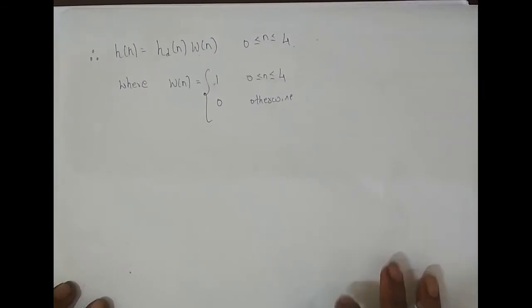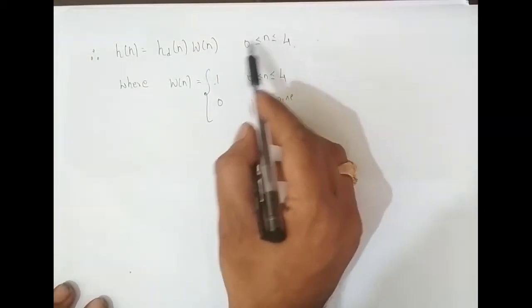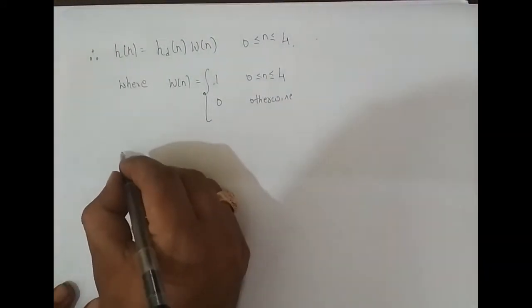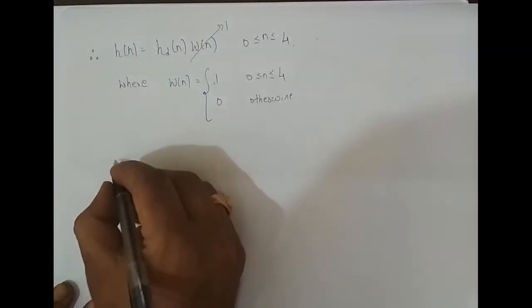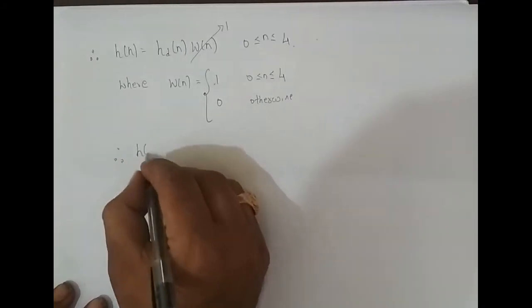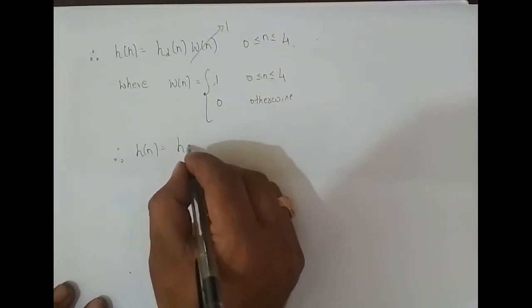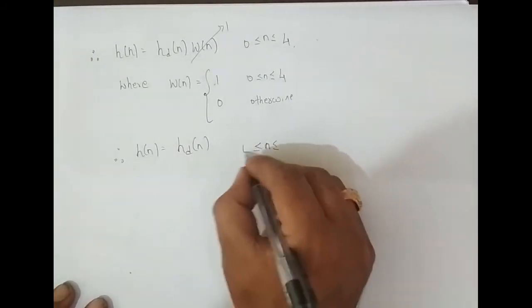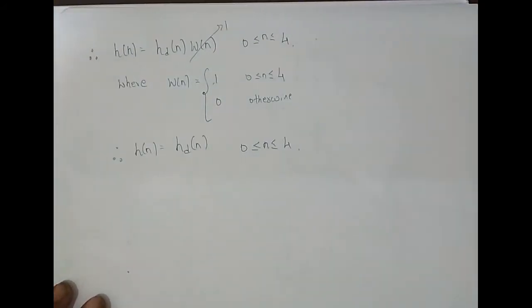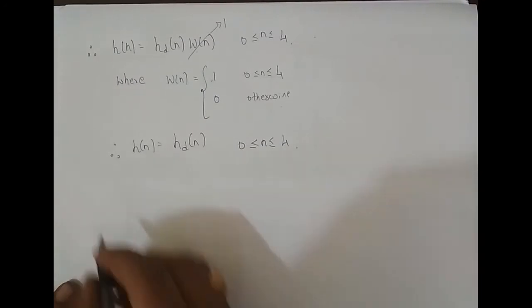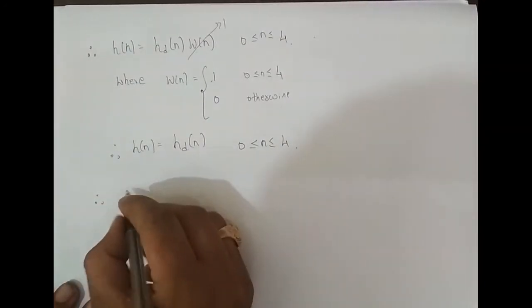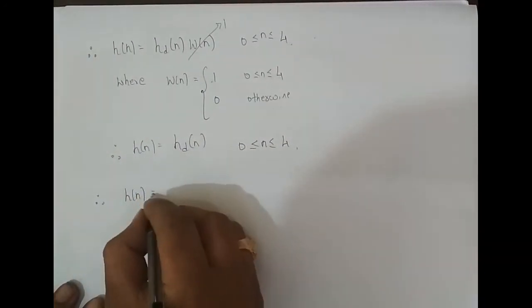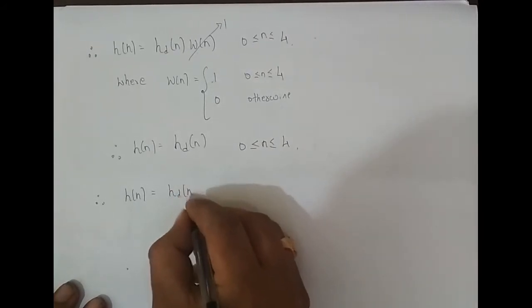Now since w of n is 1 for n varying from 0 to 4, this is 1 everywhere for n varying from 0 to 4. So therefore, what is h of n? h of n is equal to hd of n itself, but for n varying from where to where? 0 to 4.